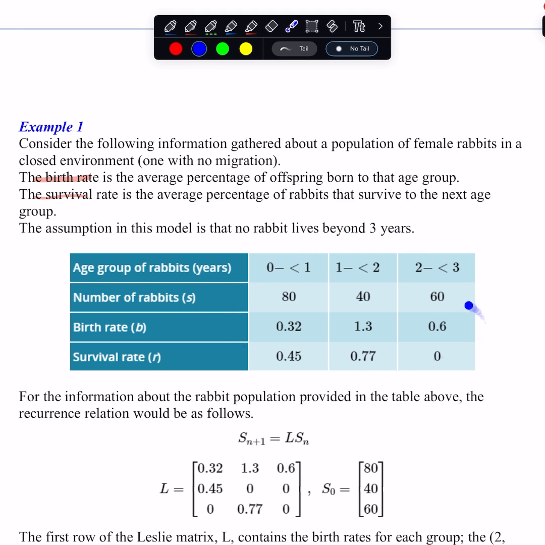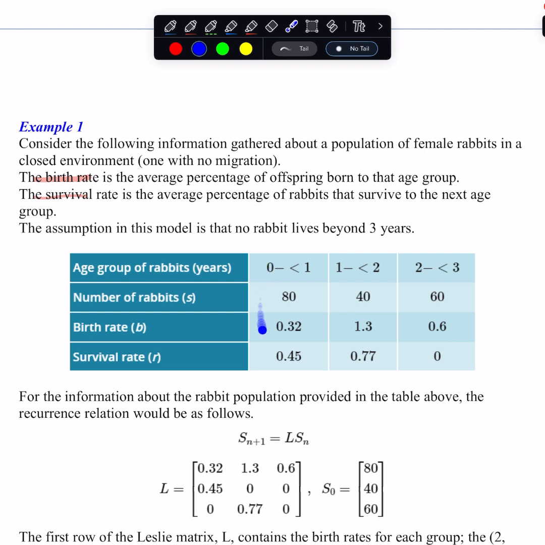All right, and they give me this. So the age groups are 0 to 1, 1 to 2, and 2 to 3. The number of rabbits between 0 and 1 is 80, from 1 to 2 is 40, and from 2 to 3 is 60. The birth rate of the first age group is 0.32, the age group 1 to 2 has a birth rate of 1.3, and 2 to 3 has a birth rate of 0.6.